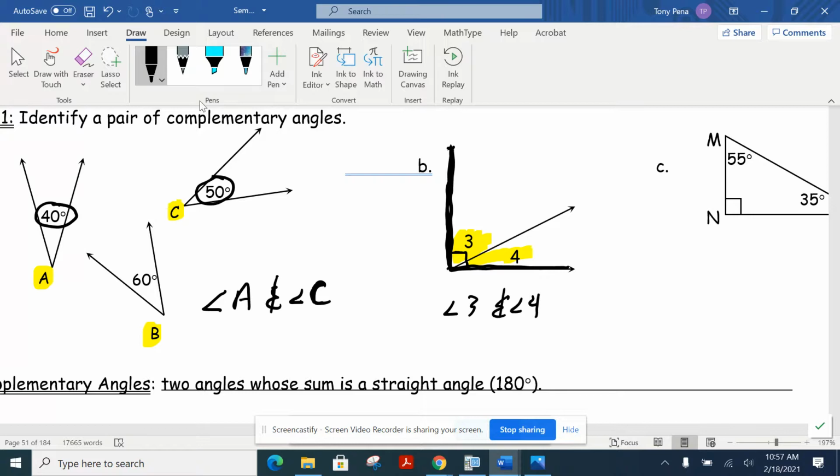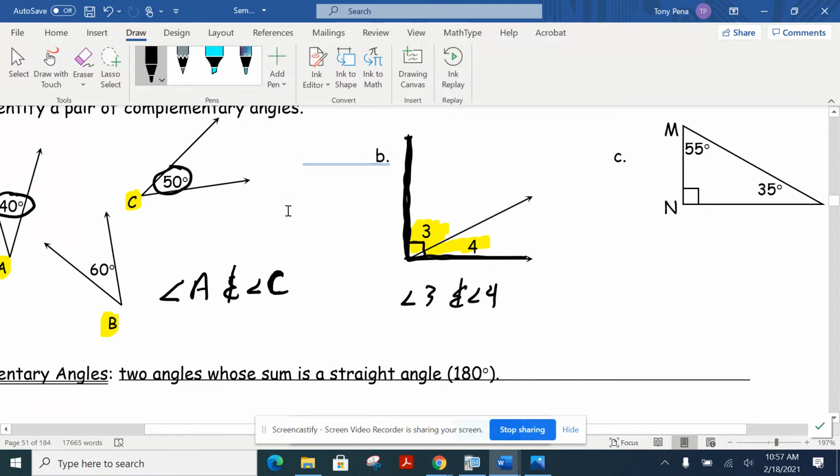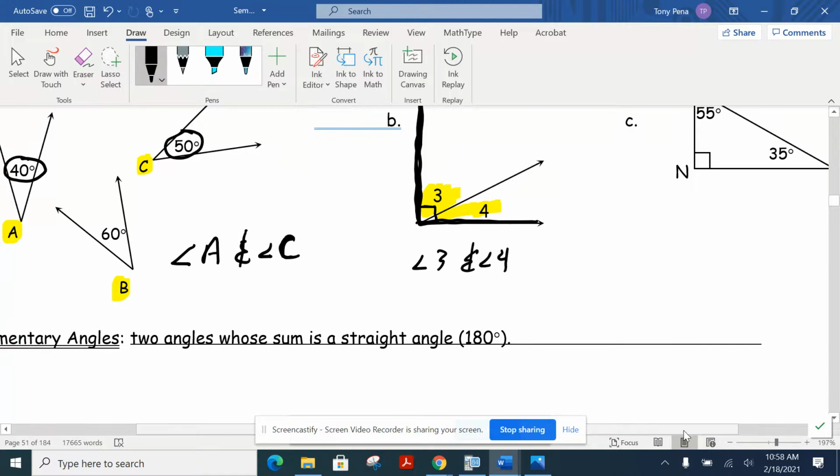Let's see, this should not be a big ask. I think everybody can understand these couple problems. So what two angles in there would we consider our complementary angles?